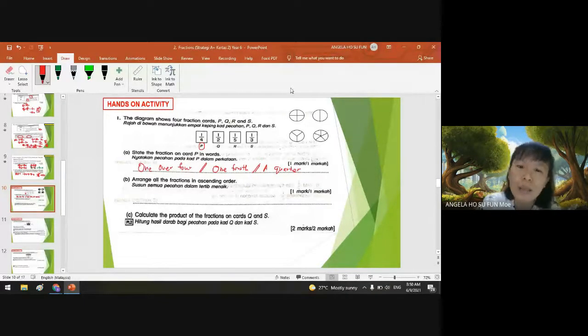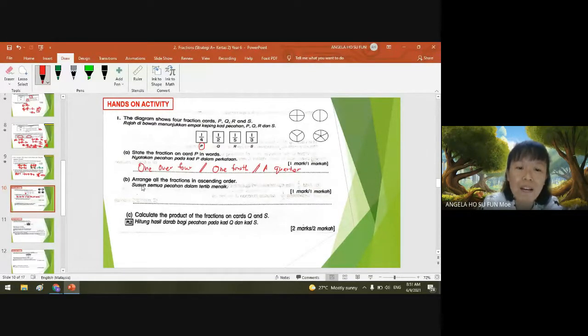But normally people want to recognize this faster. So just read the number and the number only. 1/4, 1/2, 1/5, and 1/3. That is the easiest way to name it in words.